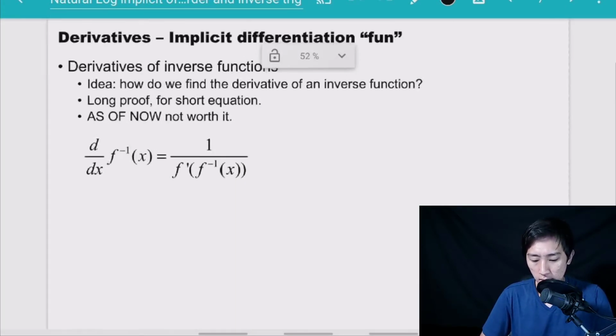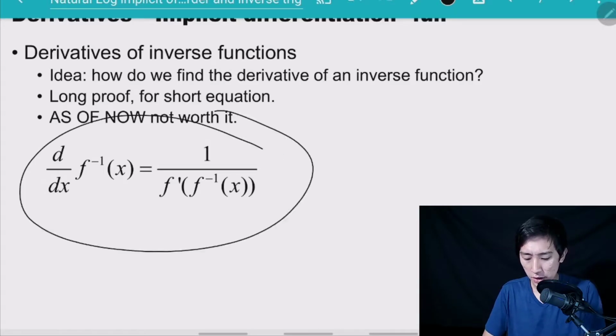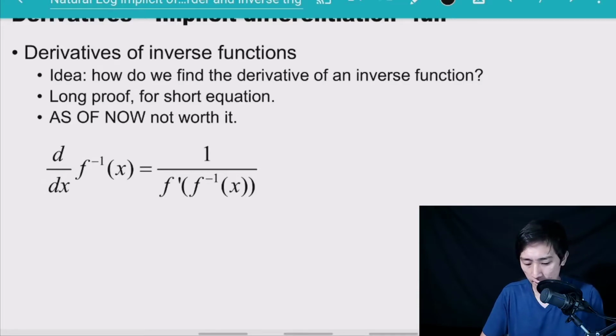Okay, next, we're going to talk about inverse functions. When we're doing the derivatives of inverse functions, the main goal here is we're just trying to figure out how do we find the derivative of the inverse function. There's a really long proof, and it's a really short equation, and it's not used very often. So as of right now, I don't think it's worth showing you the derivation, but I think it is worth knowing what it is. So you do need to memorize this. The derivative of an inverse function is going to be 1 over the derivative of the original function evaluated at the inverted function. And let me explain what that means.